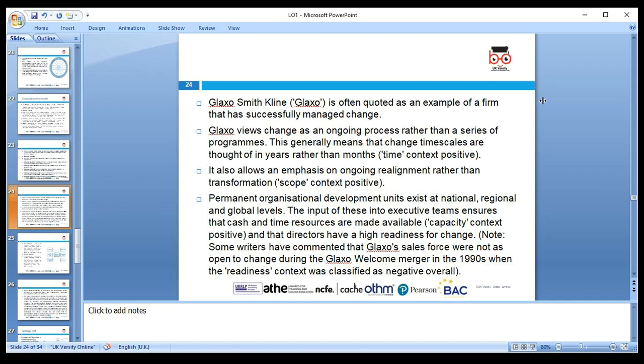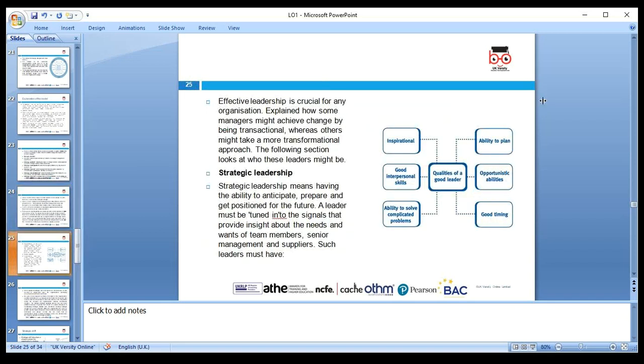So here is Glaxo Smith Kline, which is based in London. They have a head office there. Glaxo was one company, and they merged with the Smith Kline company, and they are often quoted as an example of a firm that has successfully managed change. Glaxo views change as an ongoing process rather than a series of programs. This generally means the change has a time scale of years rather than months. That's the example which we can look at.